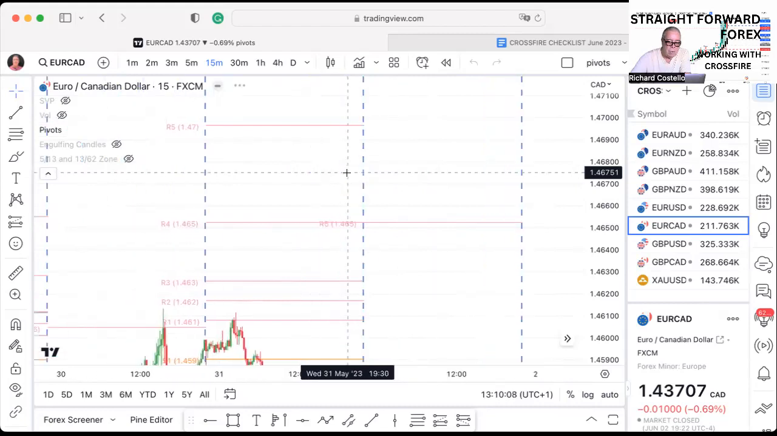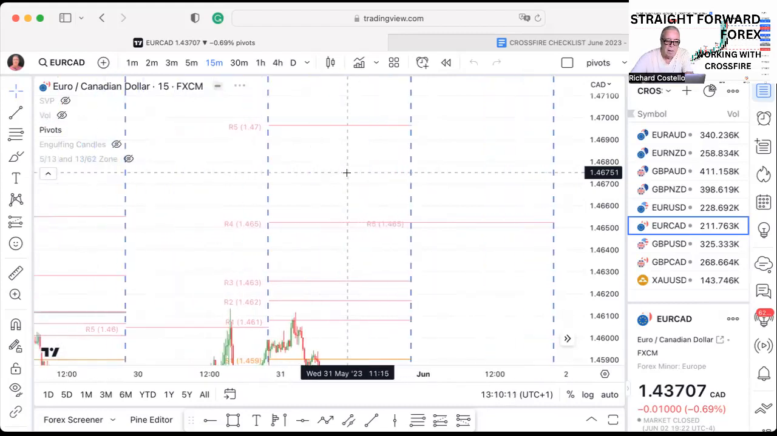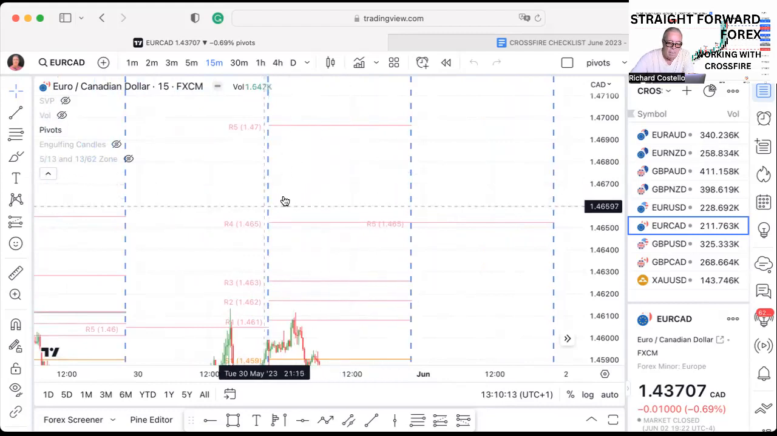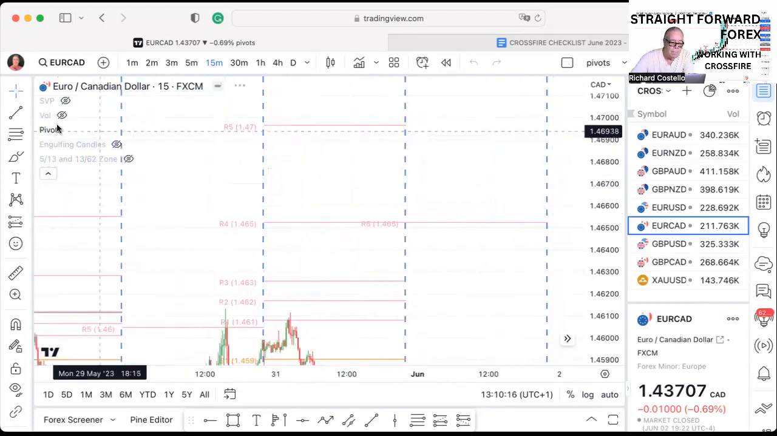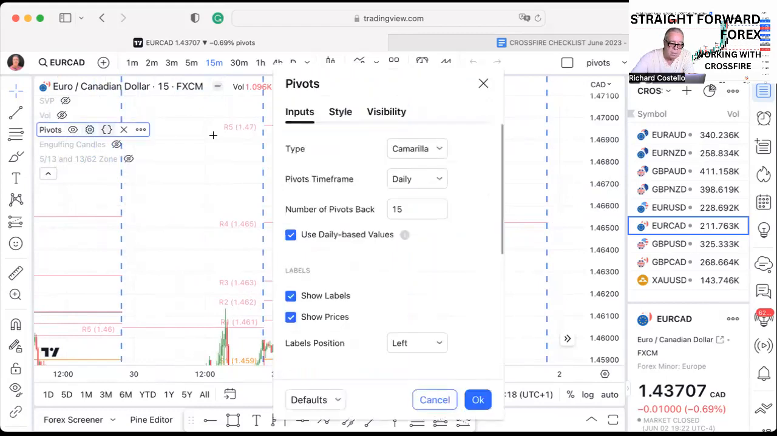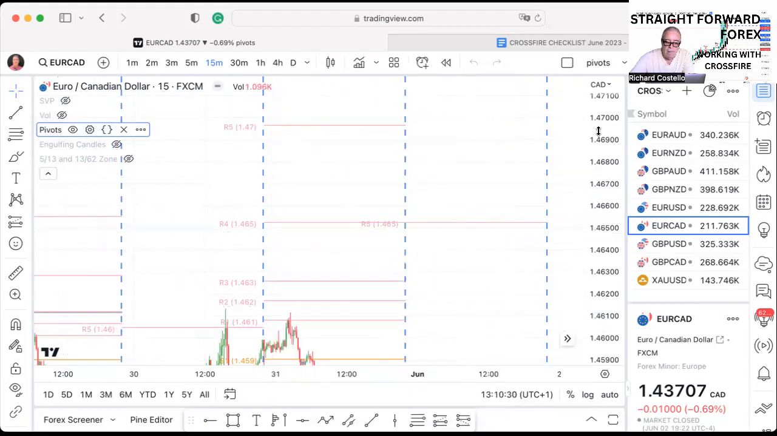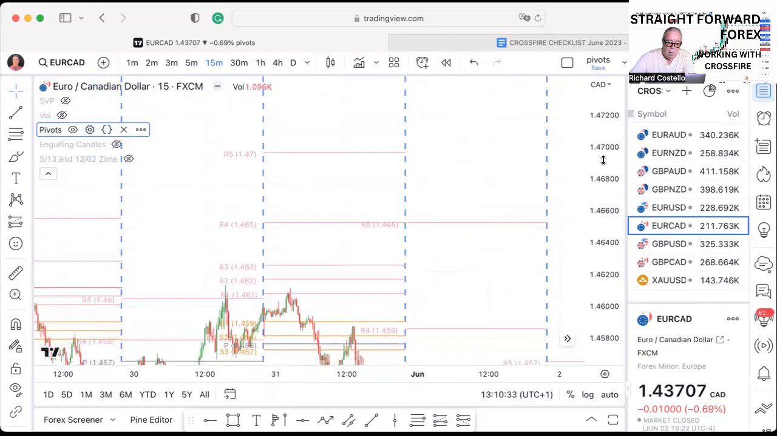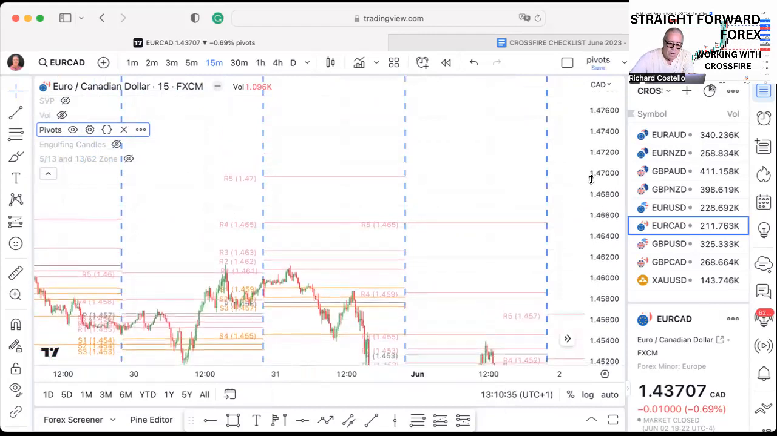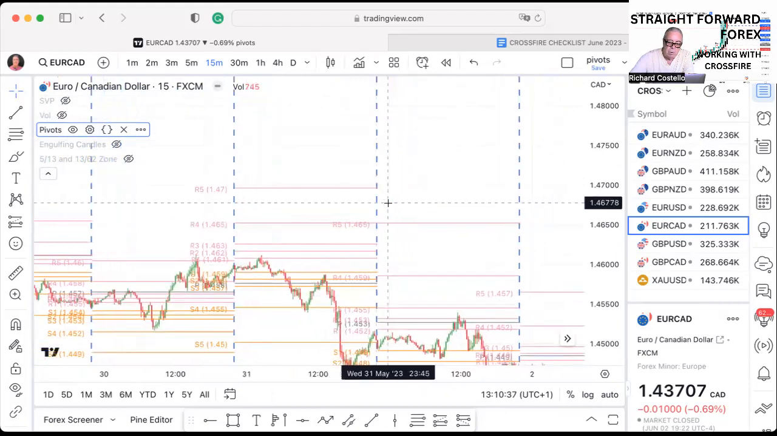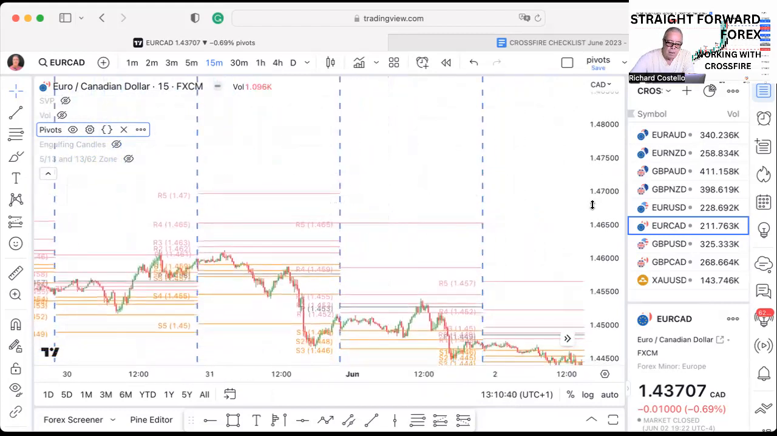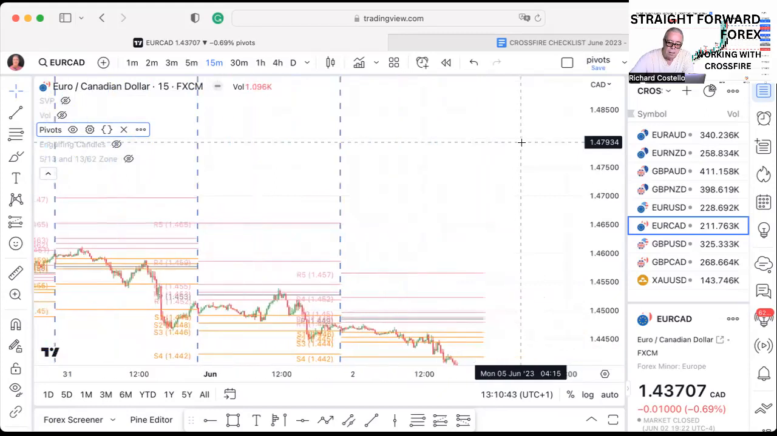So this is what you see if you load the pivots indicator, if you put it on the daily setting. So I've got it on inputs. I've got Camarilla and I've got daily time frame, and I think that everything else is straight out of the box. But this gives me potential take profits. It's basically showing me where price.